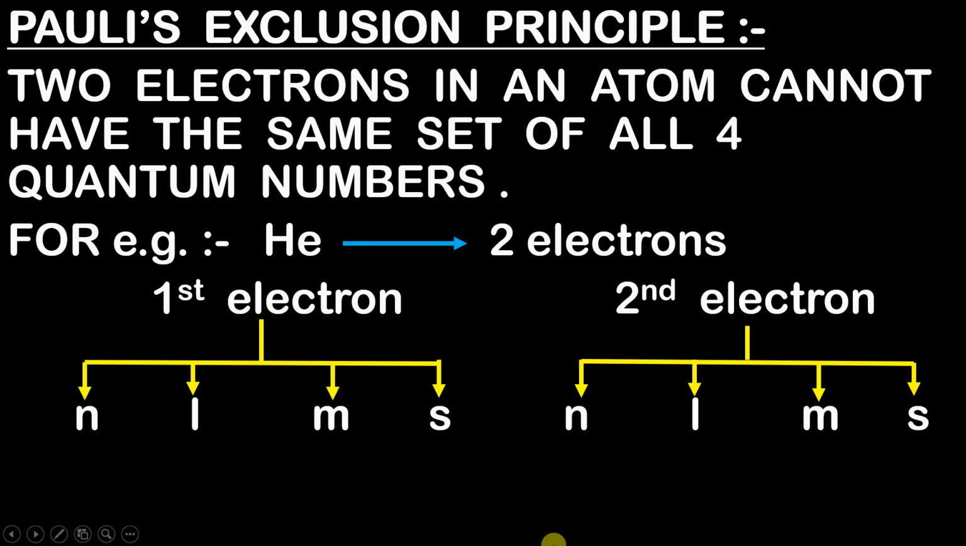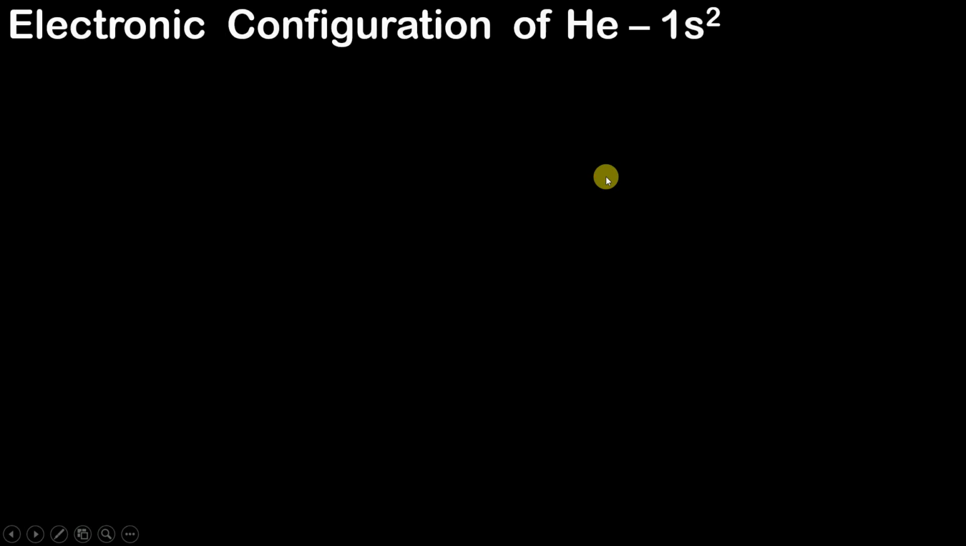There will be at least one quantum number which differs between the first electron and the second electron. So between these four and these four, there will be at least one different quantum number. Now let's understand this in a more precise manner with the help of accurate values of n, l, m, s. So now let us consider the electronic configuration of helium.